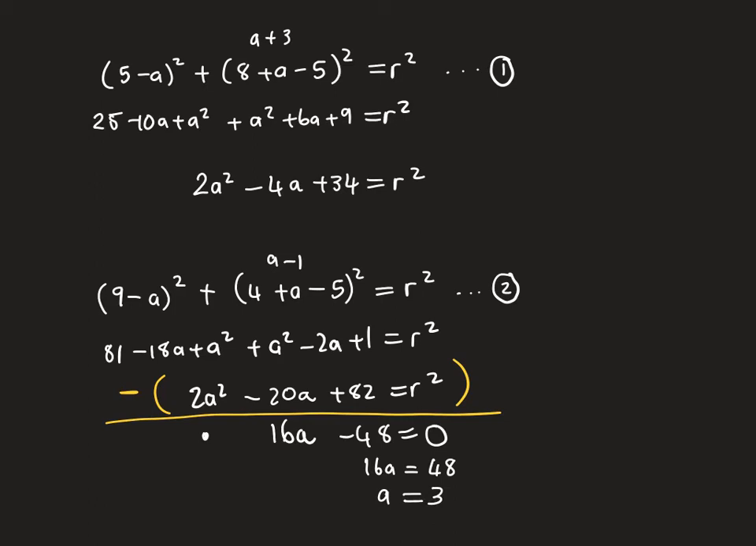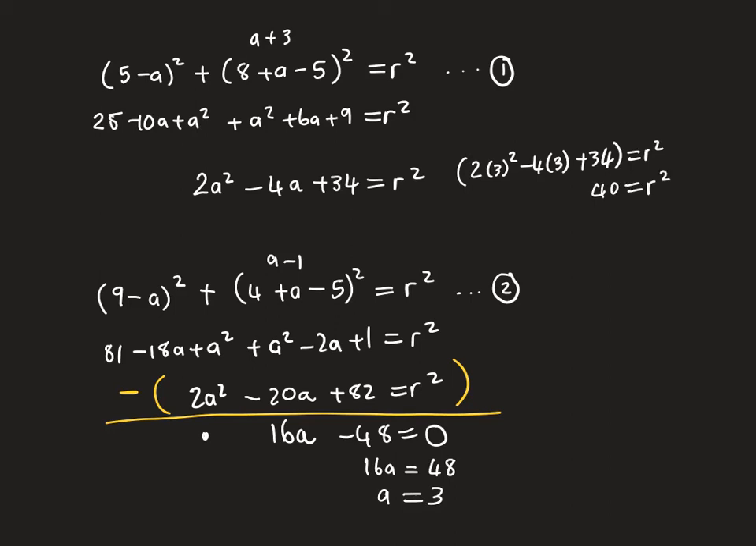If a equals 3, what we already know quite quickly is that if I sub it back into any of the other equations, so let's take a equals 3 and sub it back in up here, I would have 2 times 3 all squared minus 4 times 3 plus 34 gives me r squared. And when we tidy that up, we find that r squared is 40.